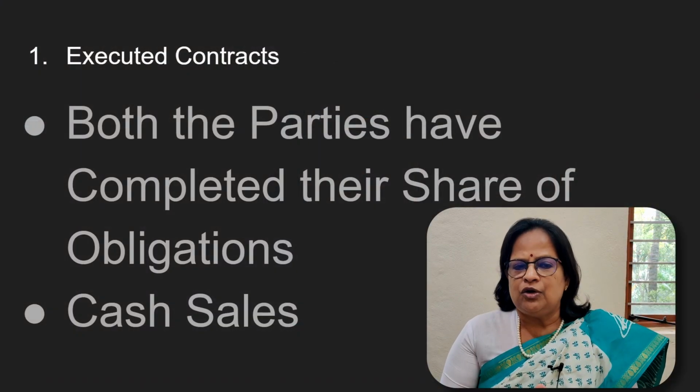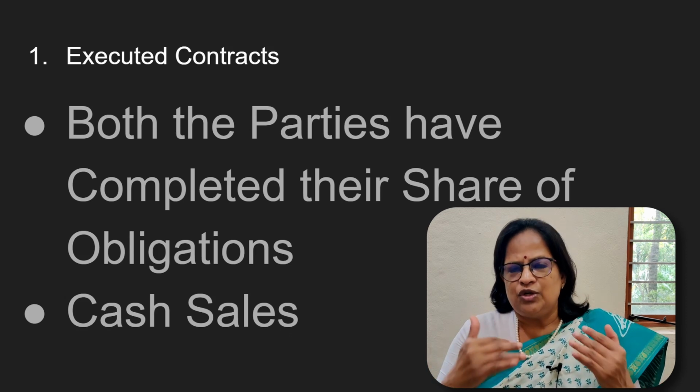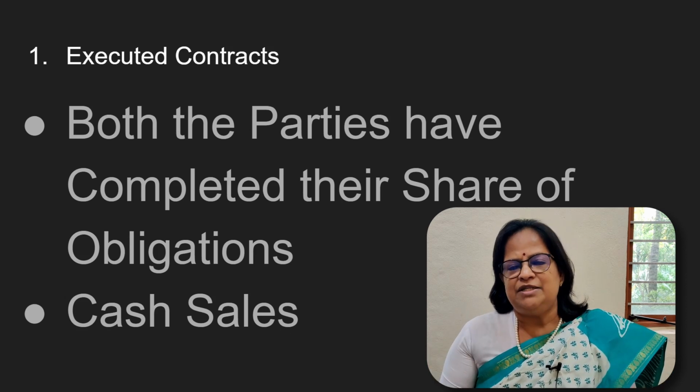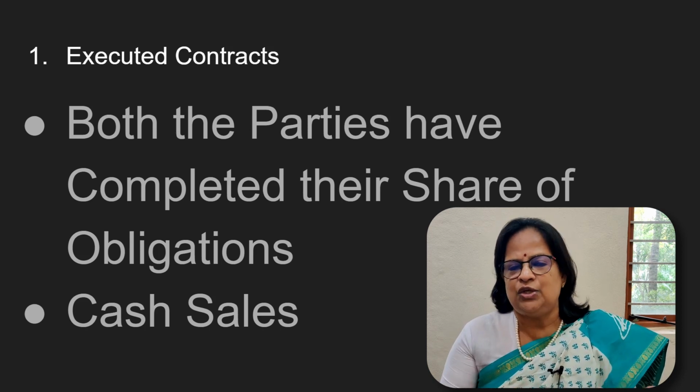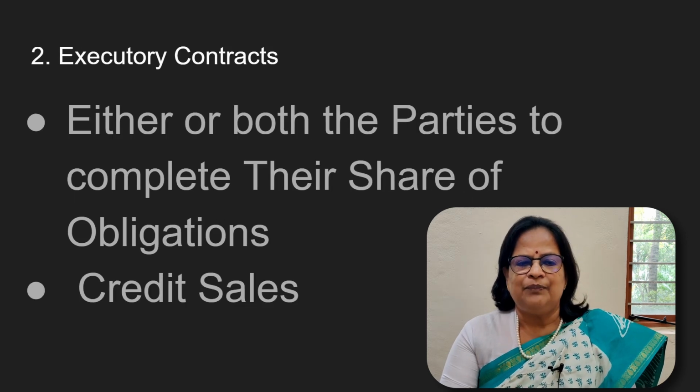Now, executed contract means both the parties have completed their share of obligations. The best example is the cash sales. You went to a restaurant, you get the item whatever you ordered and finally you are making the payment. Cash sales. You go to a stationery shop, you complete the contract. So cash sales is the best example for executed contract. There is no obligation pending from any of the parties.